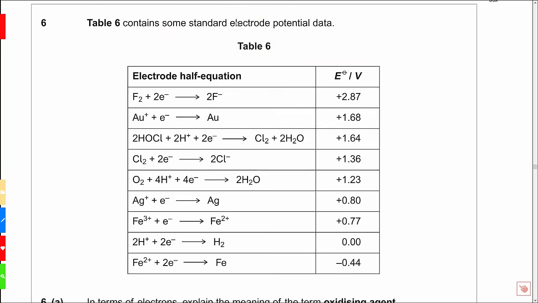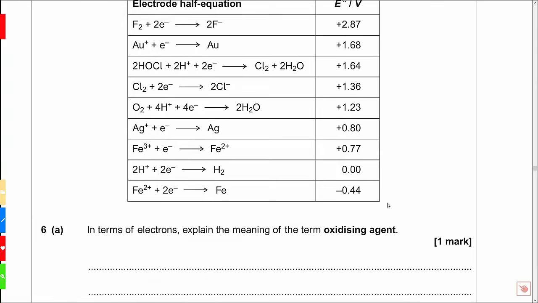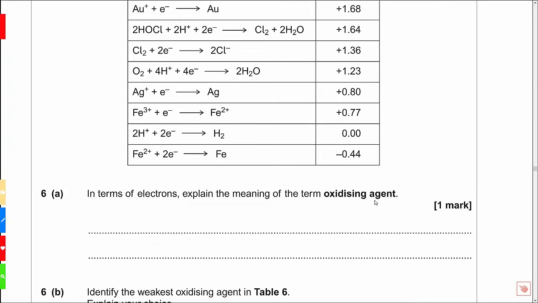Table 6 contains some standard electrode potential data. This time again, we've got the electrochemical series in order, more positive at the top, more negative at the bottom. They flip that round. No issue, there's no reason they can't do that. And we're given them not as equilibria now, just as half equations. All nice and numerical. In terms of electrons, explain the meaning of the term oxidizing agent.